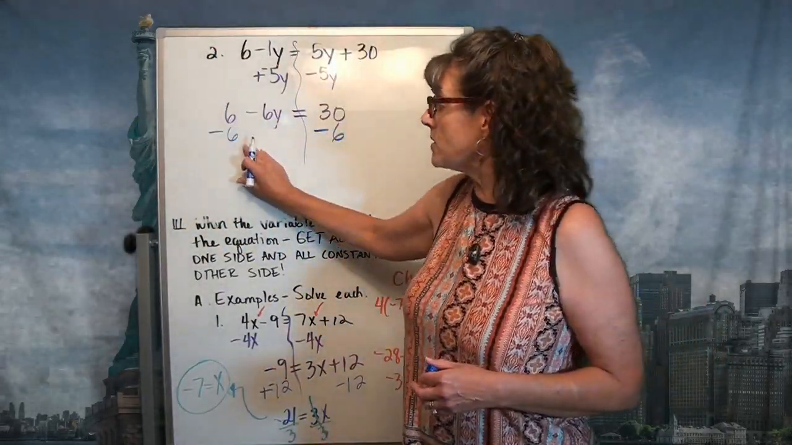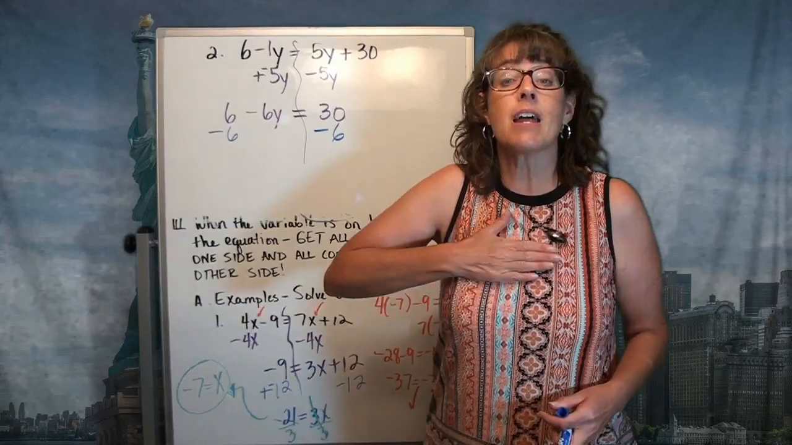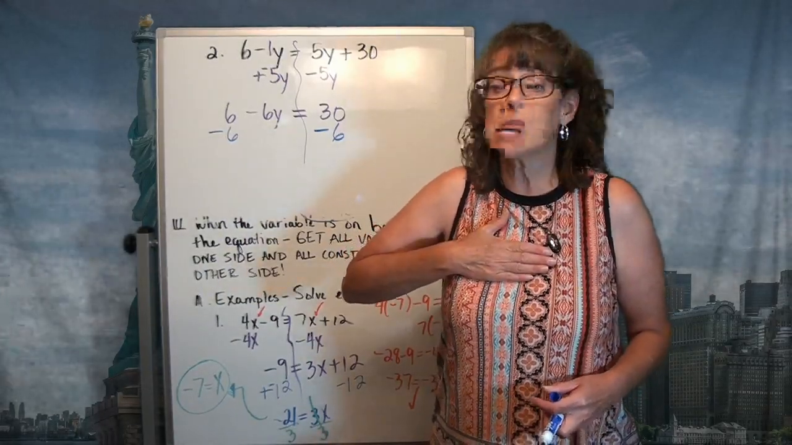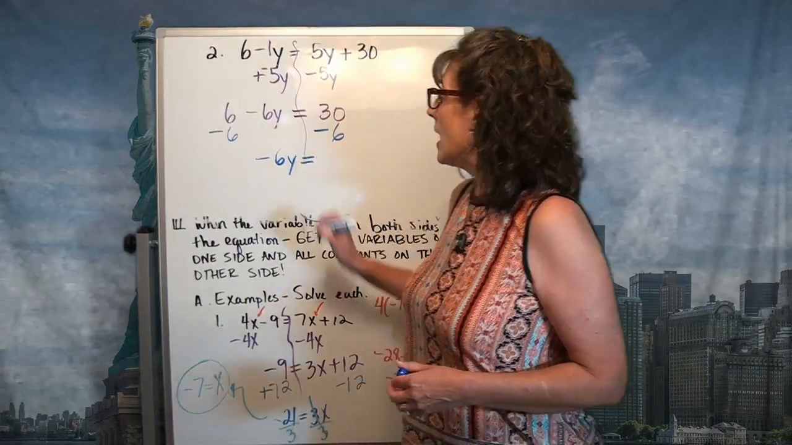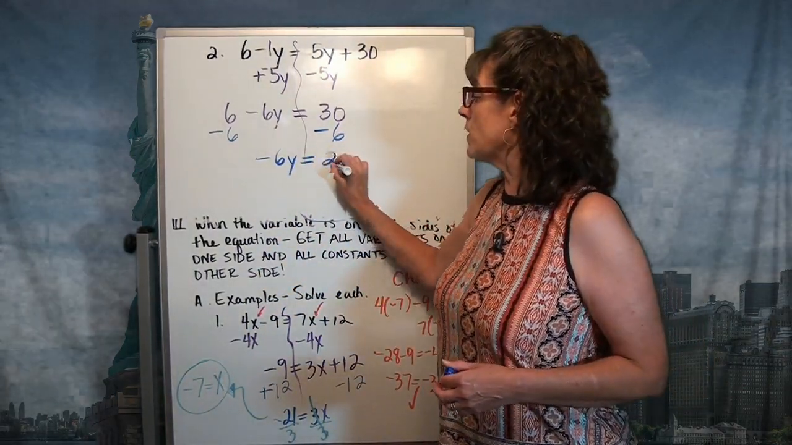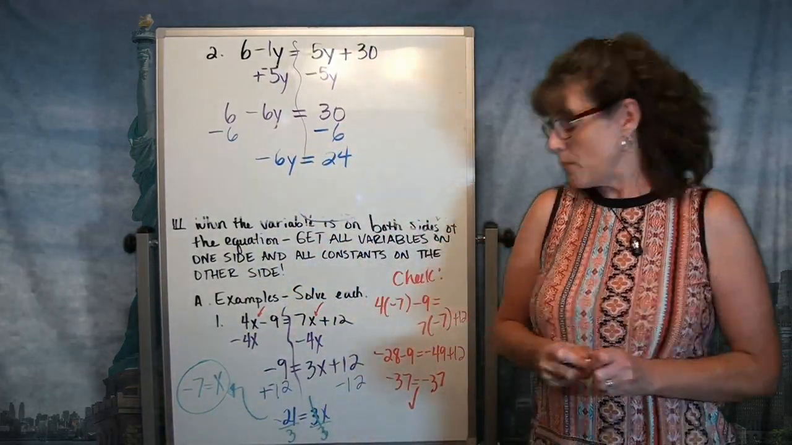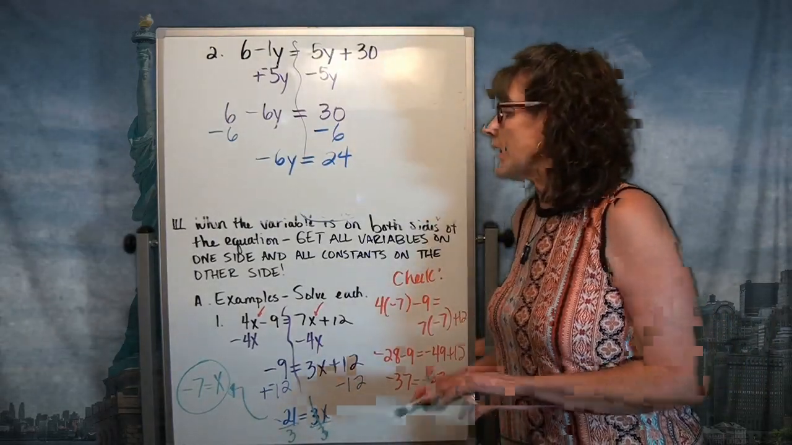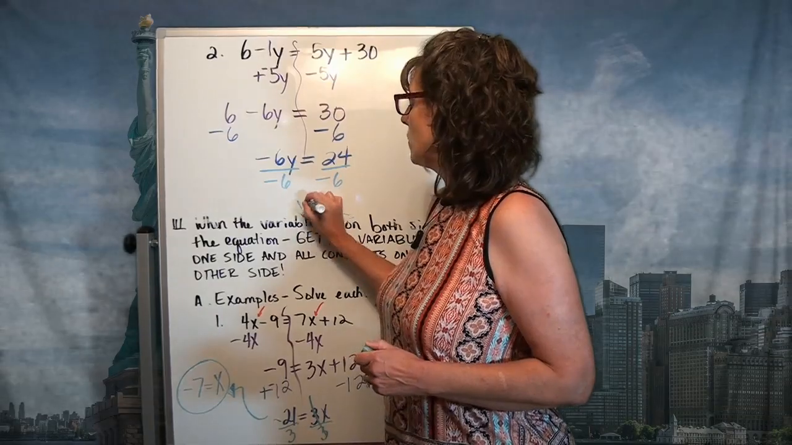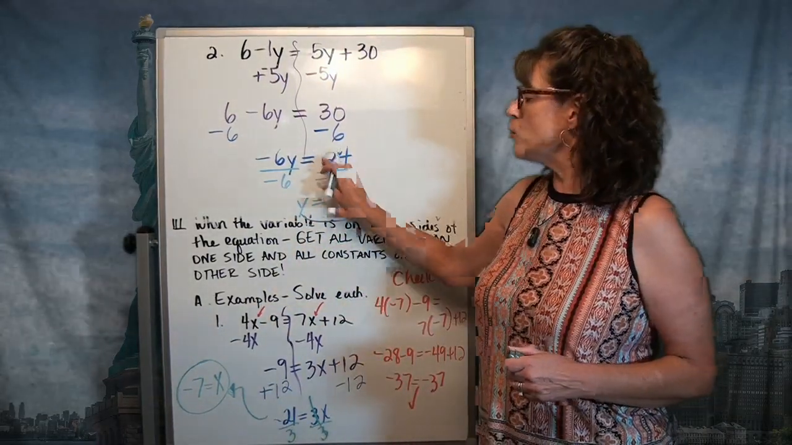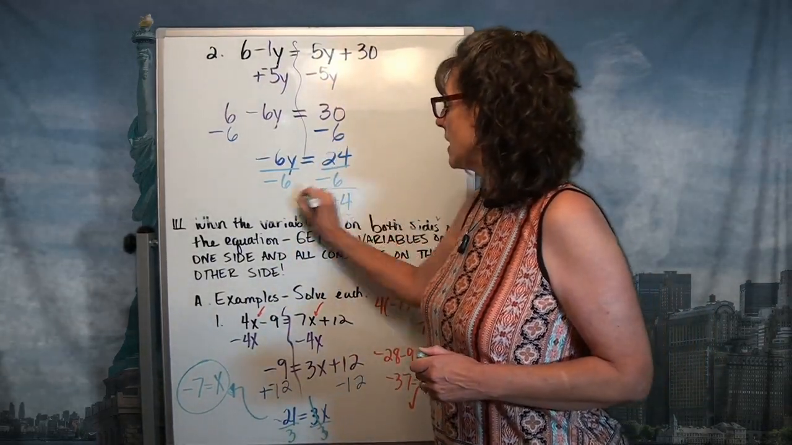So here they cancel out. Be very careful again. The sign in front is the sign that goes. Keep that name tag on the front. This is a negative 6y. And on this side, 30 minus 6 is a 24. Now I'm ready to go through and divide by that negative 6, giving me y equals, and positive 24 divided by negative 6 is a negative 4.